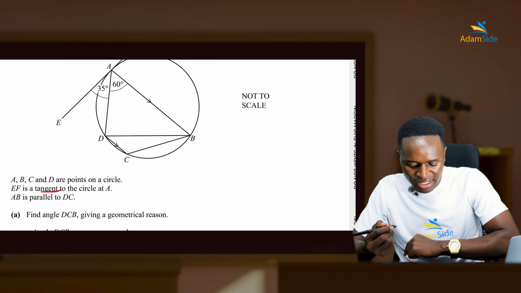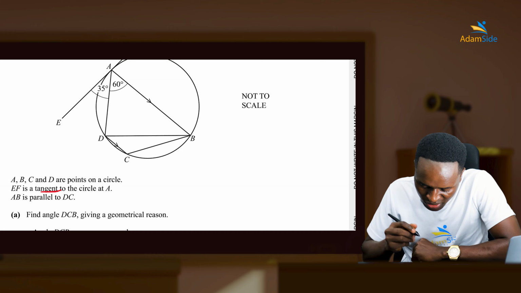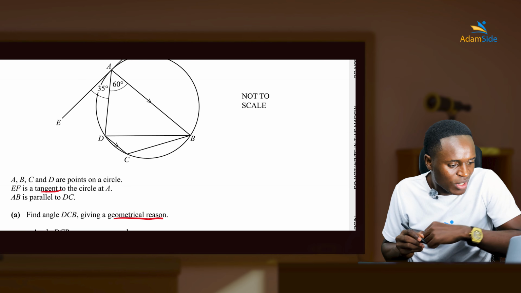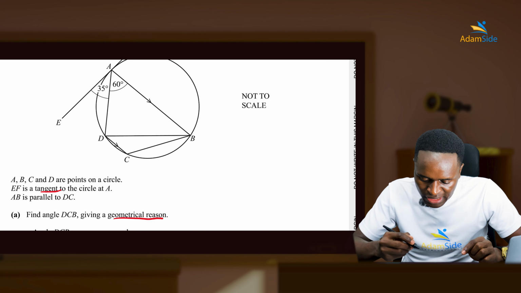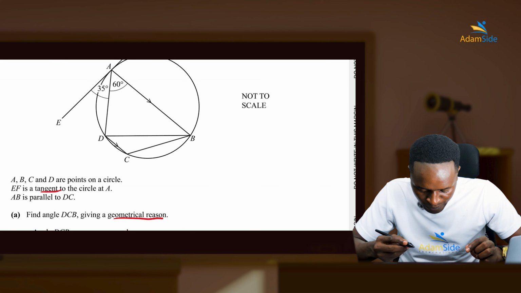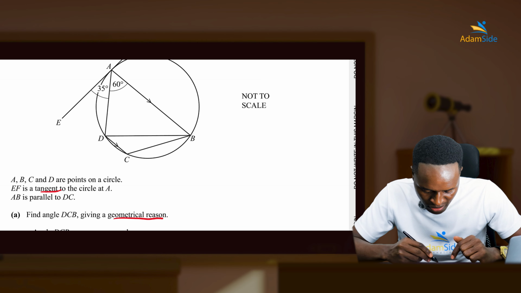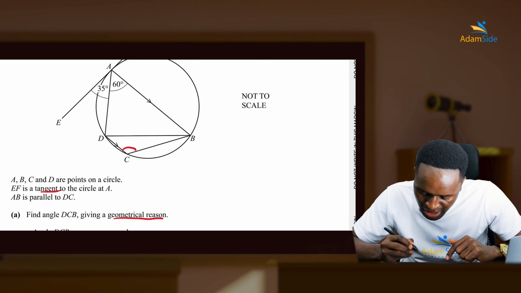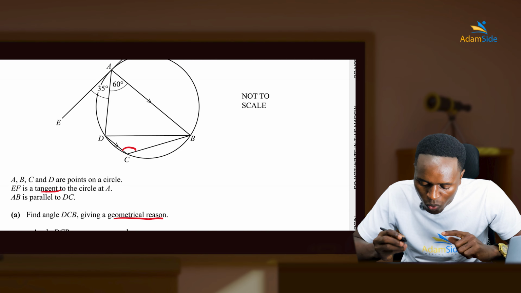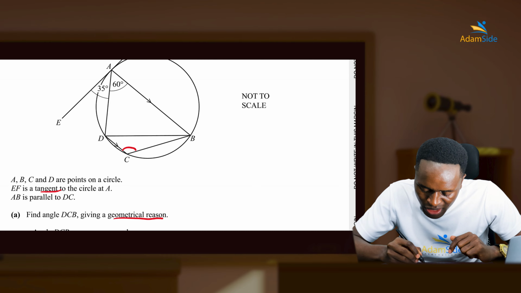Okay. How do you find angle DCB? And we should give a geometric reason to our answer. This is very good. We should give a geometric reason. So what we understand is that ABCD is a tangent, ABCD and a point on a circle. We understand that we have a tangent, and then they want this angle. Find angle DCB.